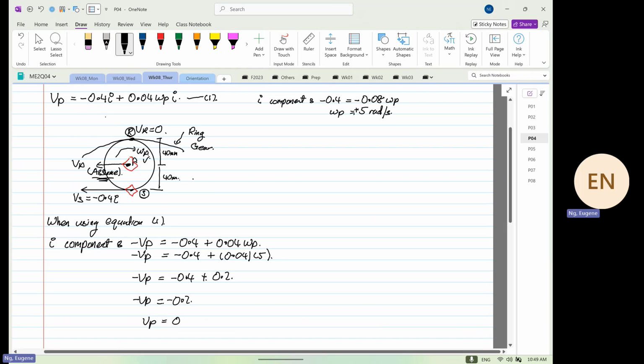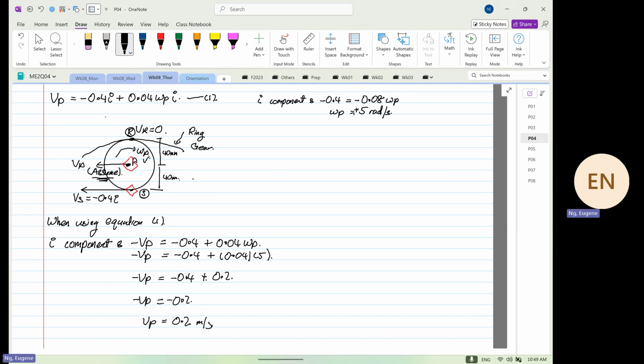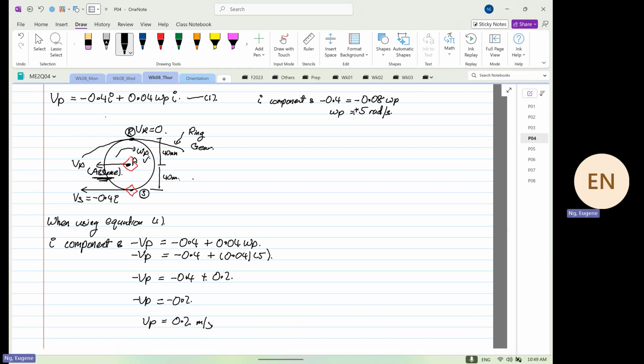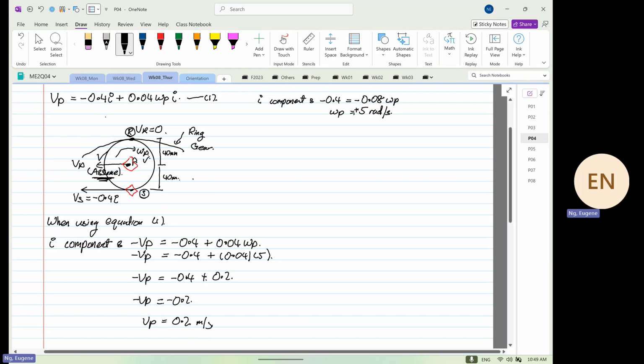Vp is equal to 0.2 i, or 0.2 meters per second. So what this means, I put a minus down here because we assume this direction. If you don't put a minus there, you have to flip. Are we clear? Okay. So over here, the assumed direction is correct. Yes.